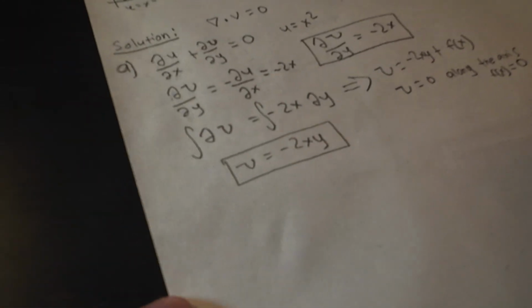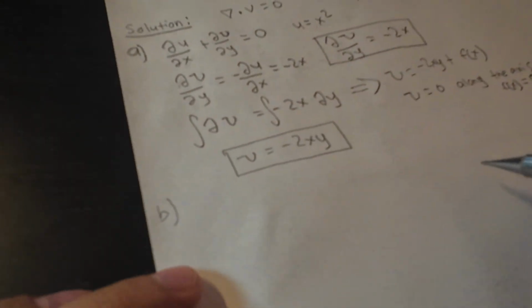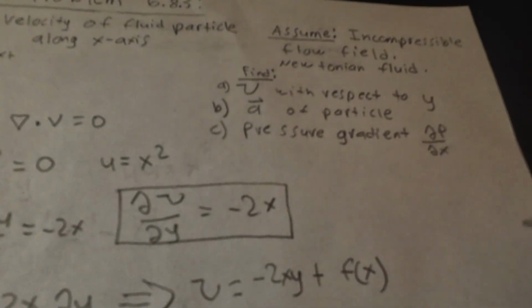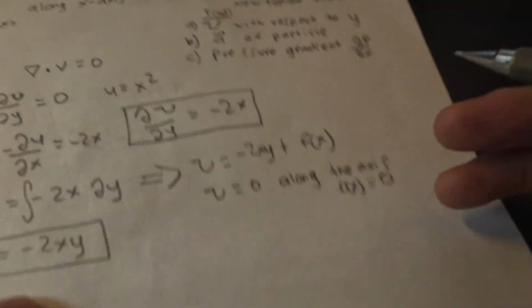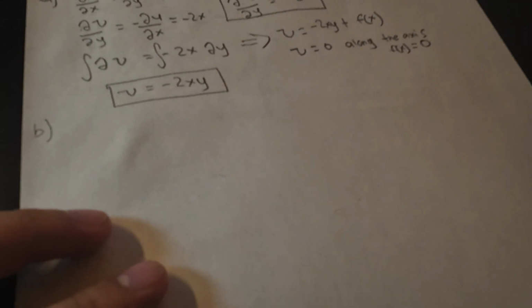Okay, so now we're moving on to our part B, right? And let's remind ourselves, what are we solving for part B? Part B is the acceleration of the particle. Okay, so acceleration, I am now gonna pull back up our Navier-Stokes equation here.